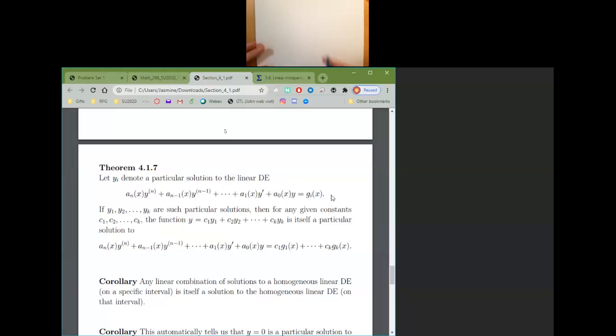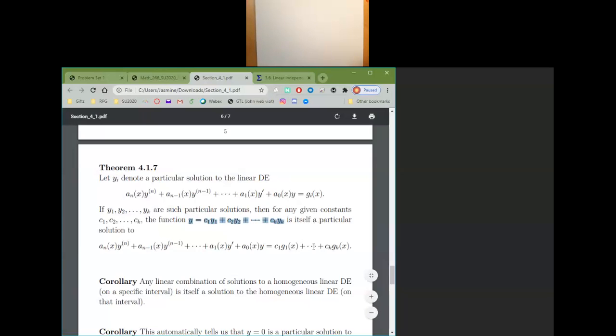So say you have something where g of x equals 0, you have a particular solution where g of x equals x, and things like that. Then this linear combination of those particular solutions is itself a particular solution to this non-homogeneous differential equation where g of x is the linear combination with the same constants of those g sub i of x's.